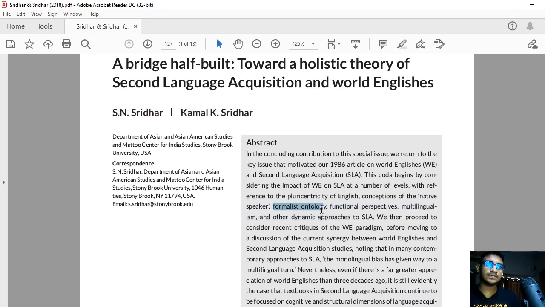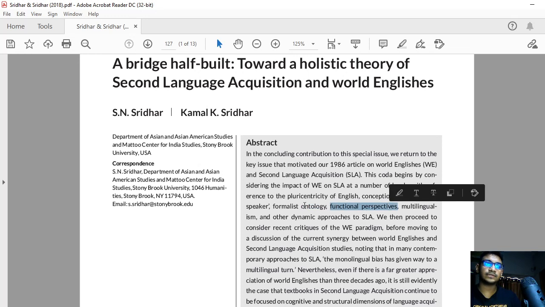And then formalist ontology. These two terms may be foreign to you. Formalist here refers to formalism or structuralism, the idea that everything is structured and we should analyze the structures to understand the inherent meaning of something. But they reject it, as we will see later on. And ontology means existence, like meaning from existence rather than meaning from knowledge. It's a philosophical term, so we will expand on this later on.